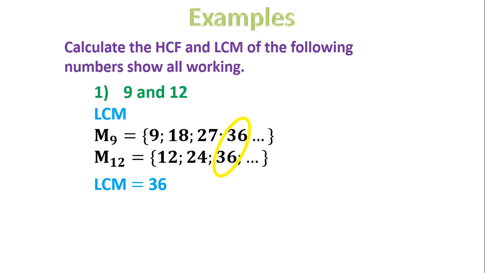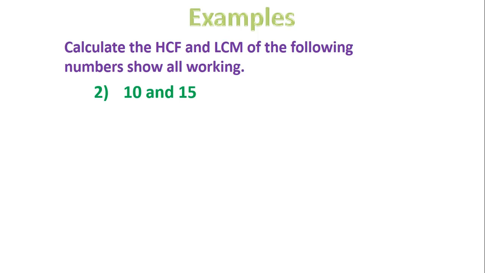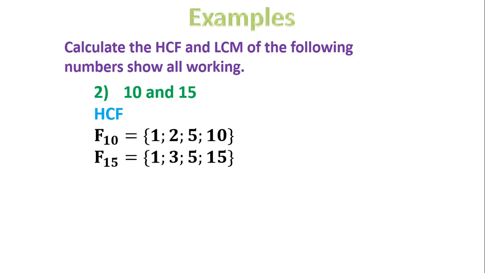Let's look at a second example. Calculate the HCF and LCM for both these numbers and show all the working. Well, for highest common factor, remember we write down the factors for both of the numbers. And so for 10, my factors are 1, 2, 5, and 10. For 15, my factors are 1, 3, 5, and 15. What is the highest common one? It's 5. And so my highest common factor is 5.